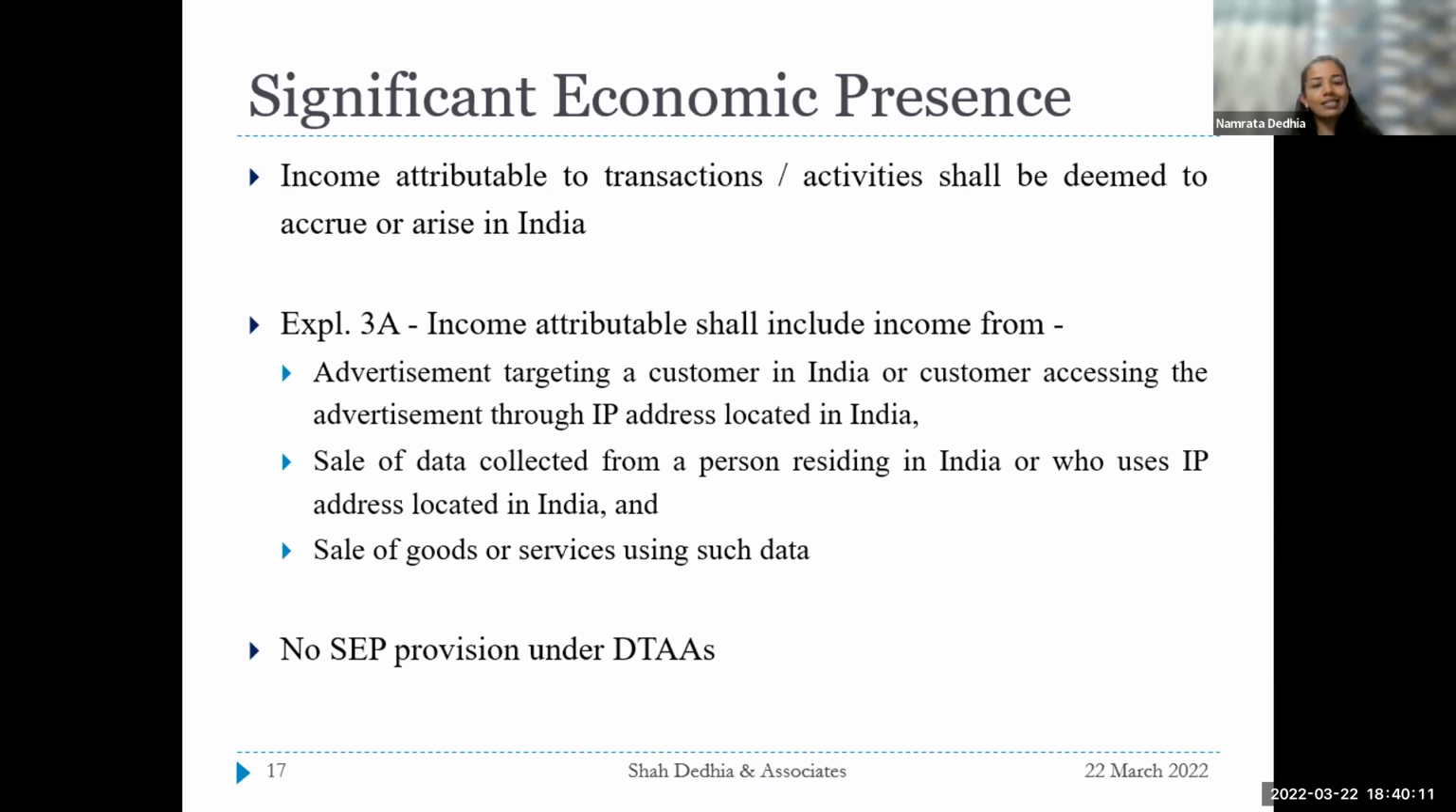Now, all of this is significant. The concept of significant economic presence itself is under the Act and not under the DTAA, which means if the non-resident has access to a DTAA, is eligible to apply provisions of a DTAA, then all of this headache of significant economic presence goes away. But in transactions where a DTAA is not available, or the non-resident is not eligible to apply the DTAA, then you will have to consider all of this under the Act.